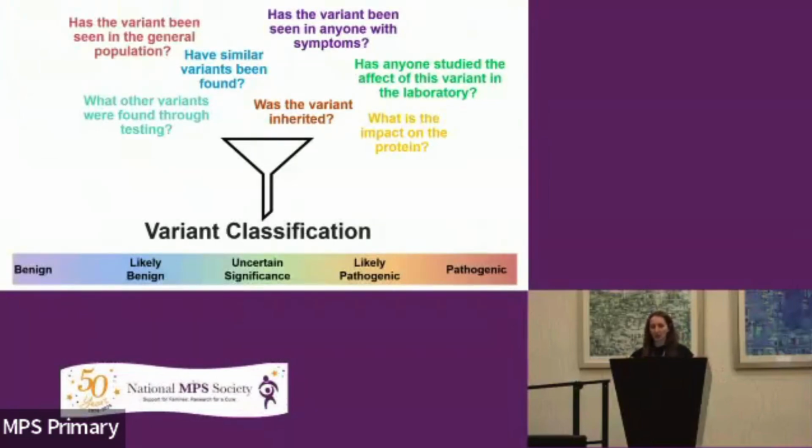After understanding the gene, the lab asks a number of questions to help classify the variant into one of 5 categories. Benign or likely benign, meaning the variant is not associated with a health condition. Pathogenic or likely pathogenic, meaning this variant is disease-causing. And uncertain significance, which means we don't have enough information to understand the impact of the variant at this time. The following speaker, Jenny Goldstein, will review this process in a little bit more detail.